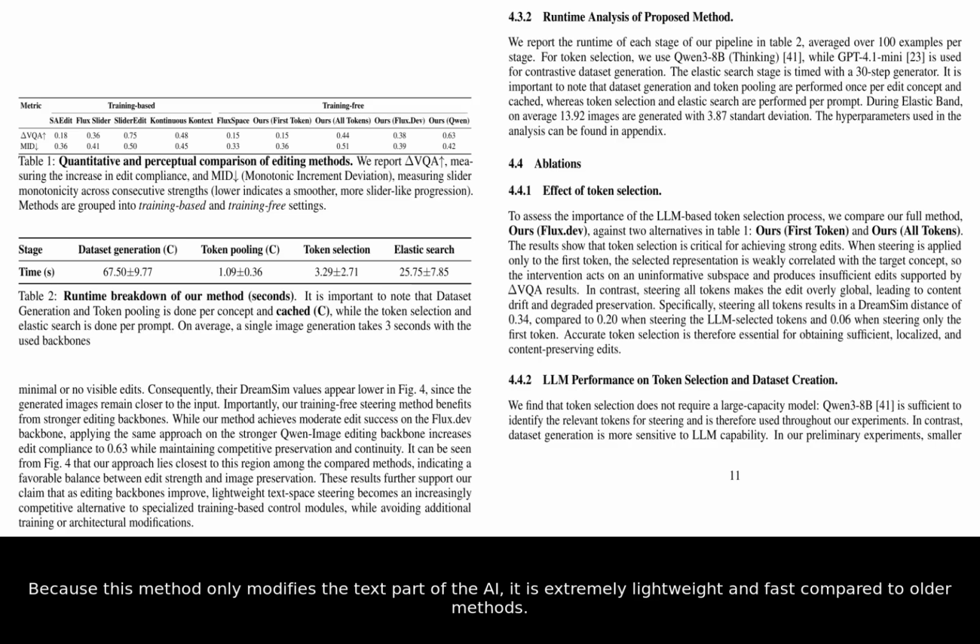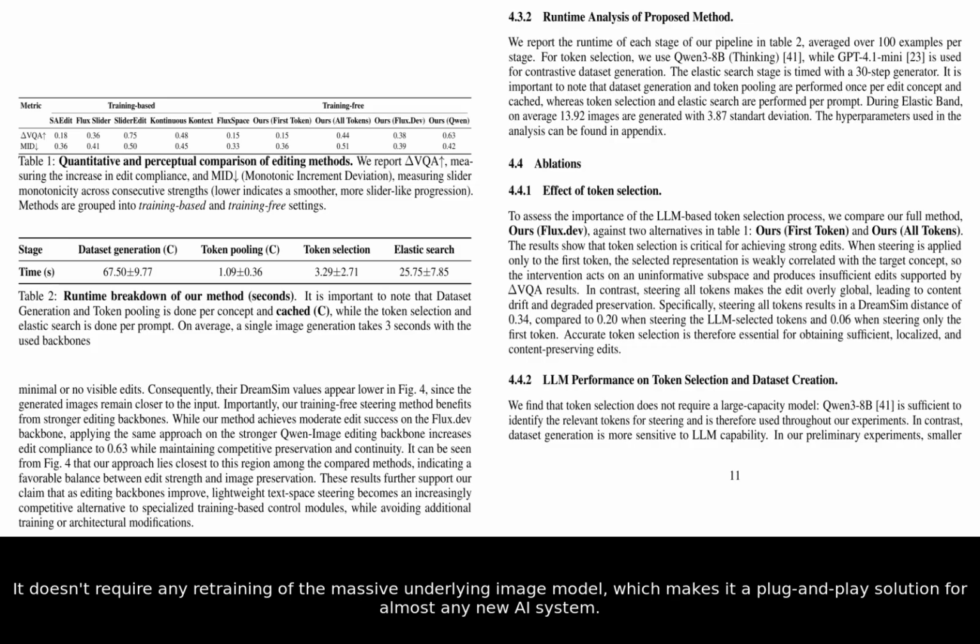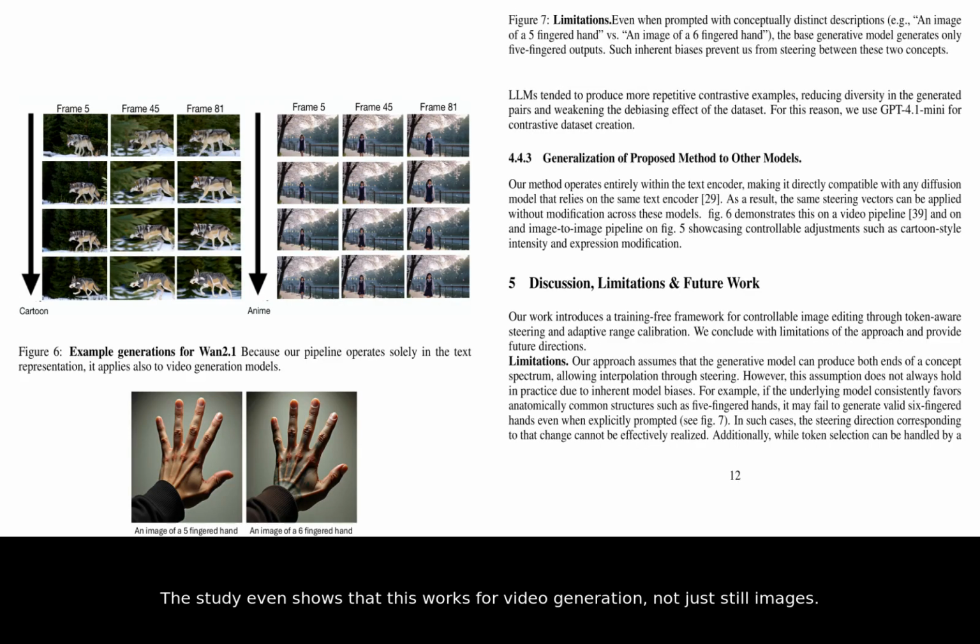Because this method only modifies the text part of the AI, it is extremely lightweight and fast compared to older methods. It doesn't require any retraining of the massive underlying image model, which makes it a plug-and-play solution for almost any new AI system. The study even shows that this works for video generation, not just still images.